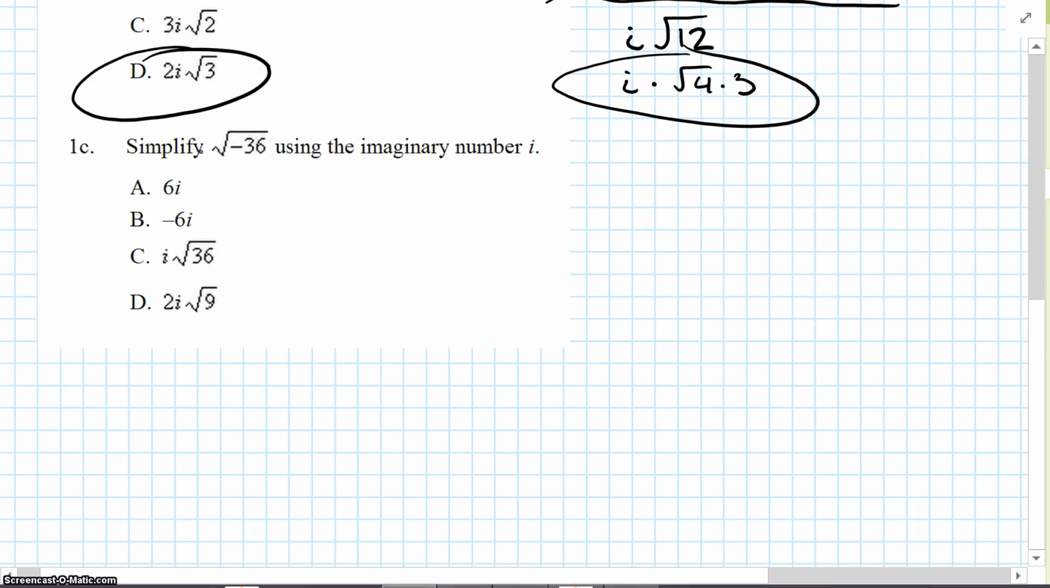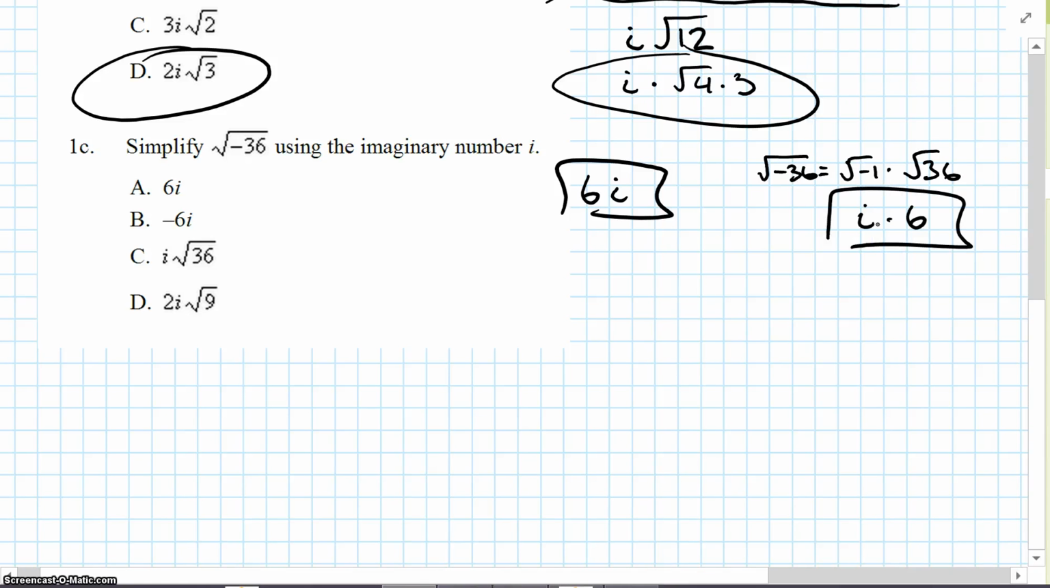So simplify square root of -36. So that's going to be 6i. How did I get that so fast? Well, square root of -36 is the same thing as square root of -1 times square root of 36. Square root of -1 is i, and the square root of 36 is 6. So the answer would be 6i. Okay?